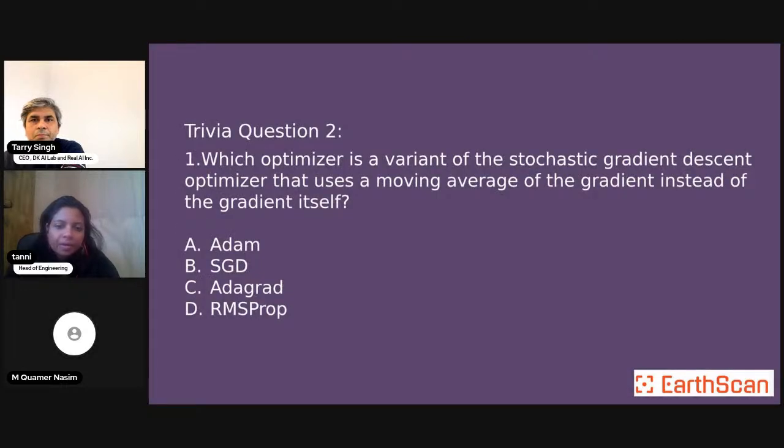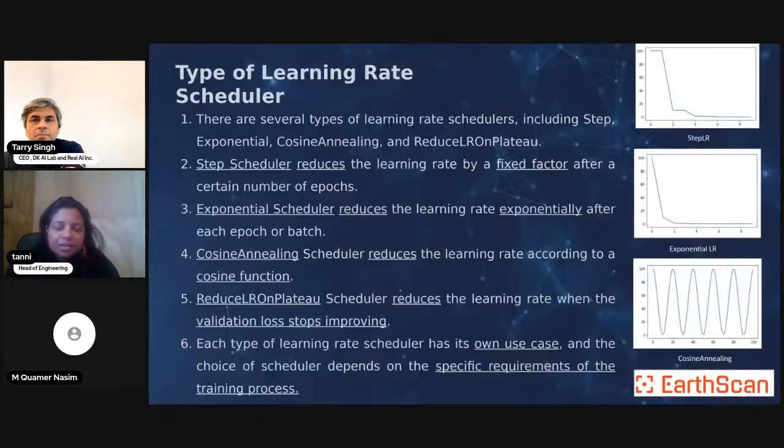So this is the second question area. Maybe we can just discuss which one we are using mostly on the learning rate scheduler, basically.